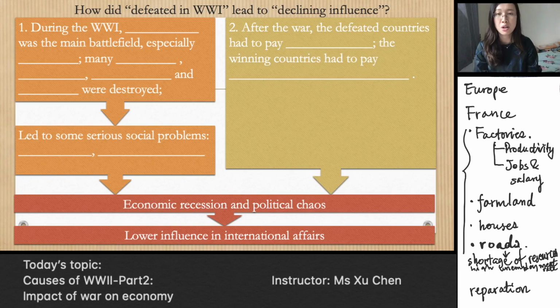And the winning countries have to pay too. So maybe we have a question here. We can stop a little to talk about why the winning countries should pay something. They shouldn't pay reparations, right? Because after all, they won the First World War. So what do they have to pay, and to whom do they pay, right?